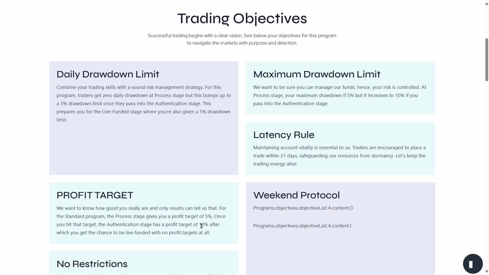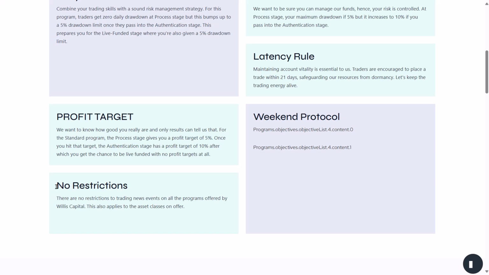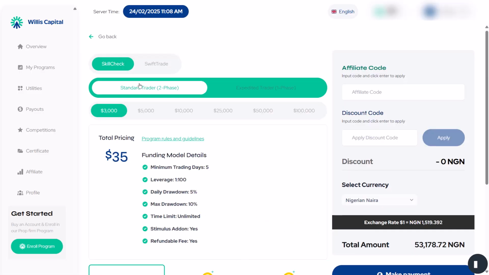And then for phase 2, we have the verification stage, with a profit target of 10% and a maximum drawdown of 10%. Also, there are no restrictions, you're allowed to trade news. And since Willis Capital started, I haven't heard that they denied a payout. So I'll go ahead and show you guys the account prices, so you can see.